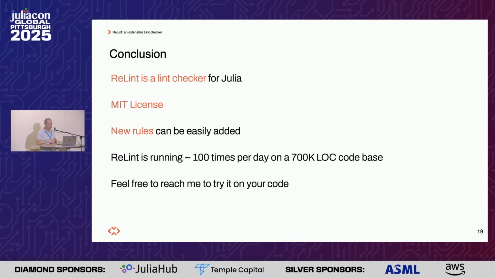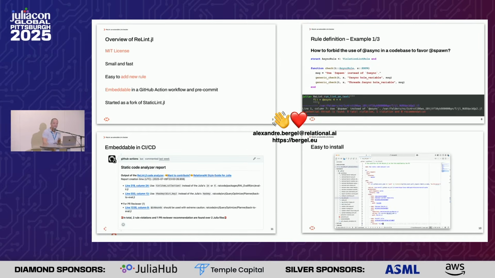So ReLint works well. It is currently being run roughly 100 times per day on a 700K lines-of-code base. Feel free to reach out if you want to try it on your code. We can just sit down and I will be happy to help. So thank you very much.